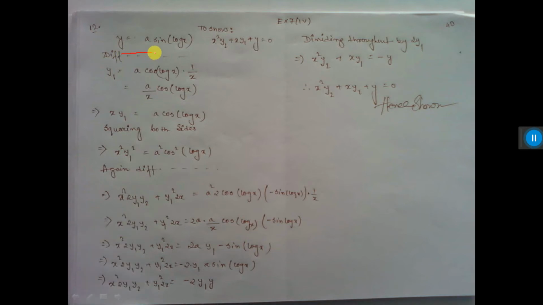So if you differentiate both sides with respect to x, here it is y1, and dy/dx is the same. a is constant, sin x will be cos x, log x is considered as x, so again 1 by x is coming here. This x you multiply here, squaring both sides, so it is x square y1 square equal to a square cos square log x.